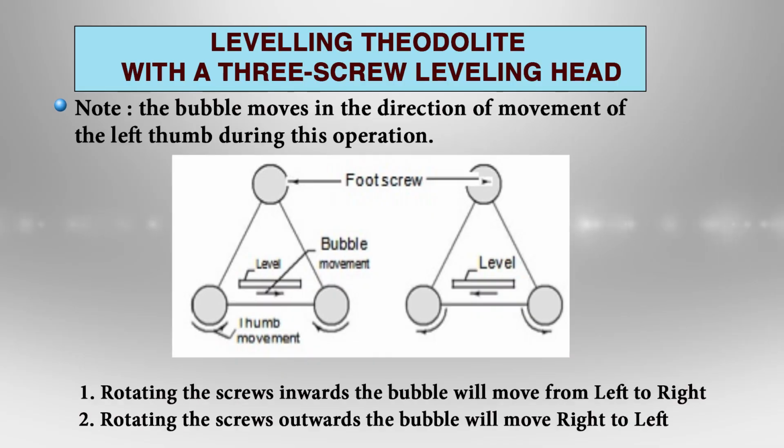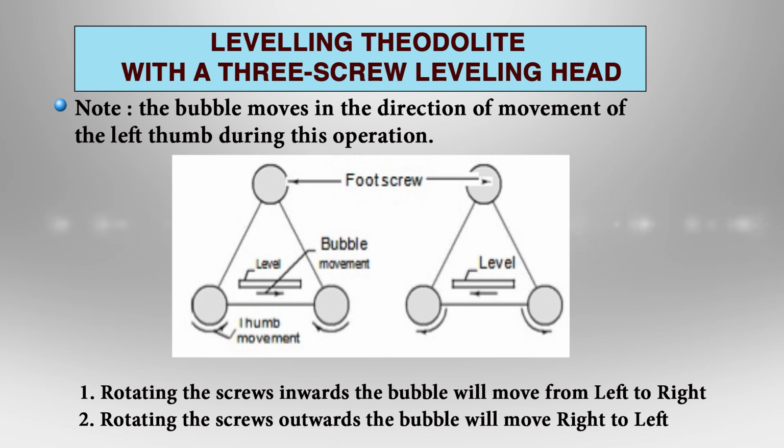Note, there is a tip for you. The bubble moves in the direction of the movement of the left thumb during this operation. So, this is my left thumb. If I am moving like this, if you are rotating the screws inwards, the bubble will move from left to right, and if you are rotating the screws outward, the bubble would move from right to left. So, this is the left hand thumb rule, which will save considerable time during leveling.